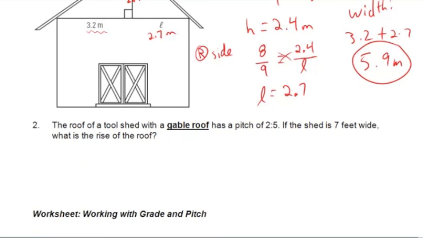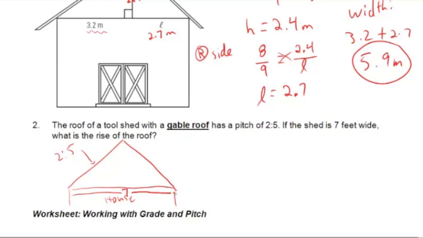If we have the roof of a tool shed as a gable roof, so a gable roof, again, is one that comes up, comes back down, and I could kind of draw this. So this is the house, this is our roof. Our pitch is 2 to 5, or the slope is 2.5. If the whole shed is 7 feet wide, there's a bit of a trick to this question. The whole thing is 7 feet wide.